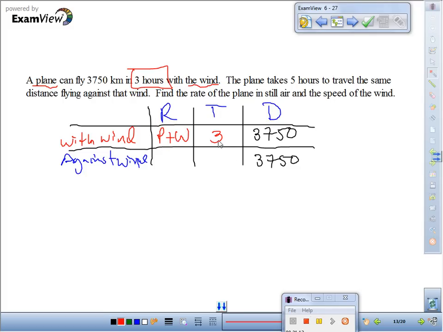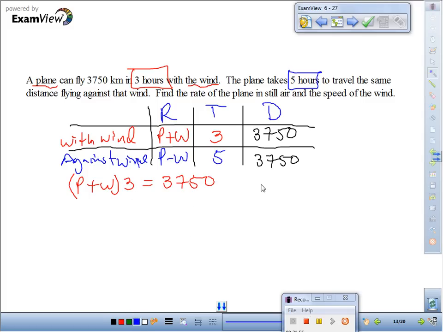Okay. So what is the time it took for the return trip? 5, that goes here. And it's against the wind. What happens to your rate? Minus W. So this is P minus W. Is it coming back? Yeah? So check this out. I'm going to write this one right here and this one to the right. So this becomes P plus W in parentheses to indicate multiplication. And what is it going to be multiplied by? 3 equals 3750.